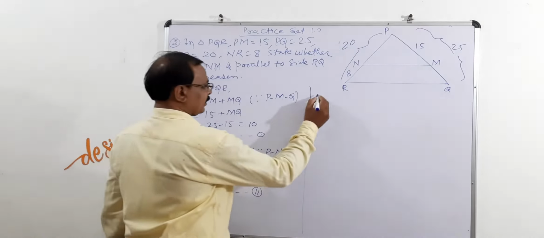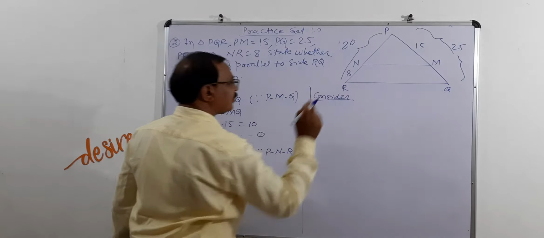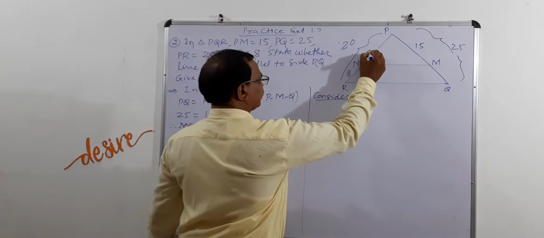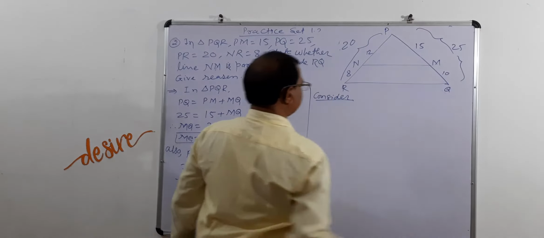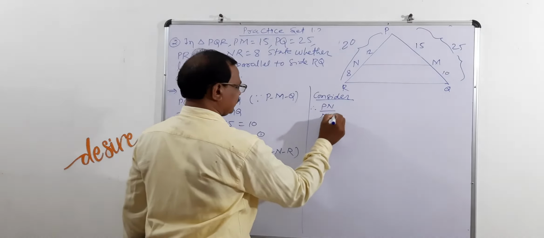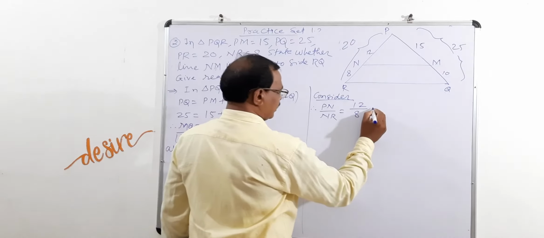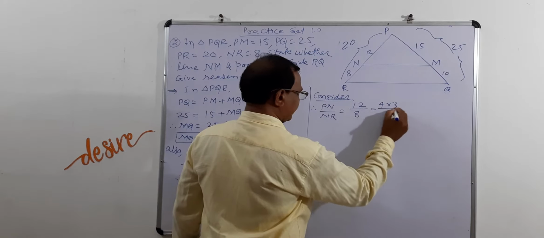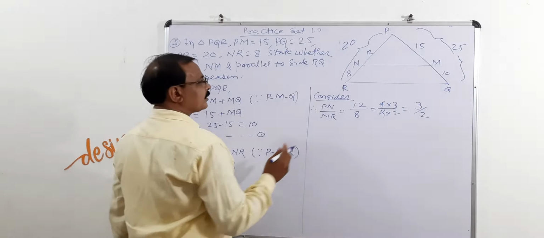Now, we just consider the ratio here, PN upon NR. So now here PN is equal to 12, and MQ is equal to 10. Therefore, we consider here PN upon NR, that is equal to 12 by 8. And 12 by 8 is nothing but 4 into 3 and 4 into 2, that is equal to 3 by 2.